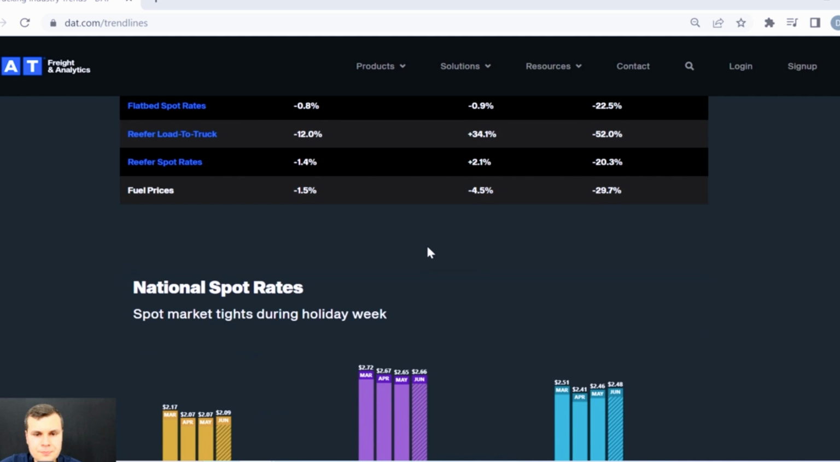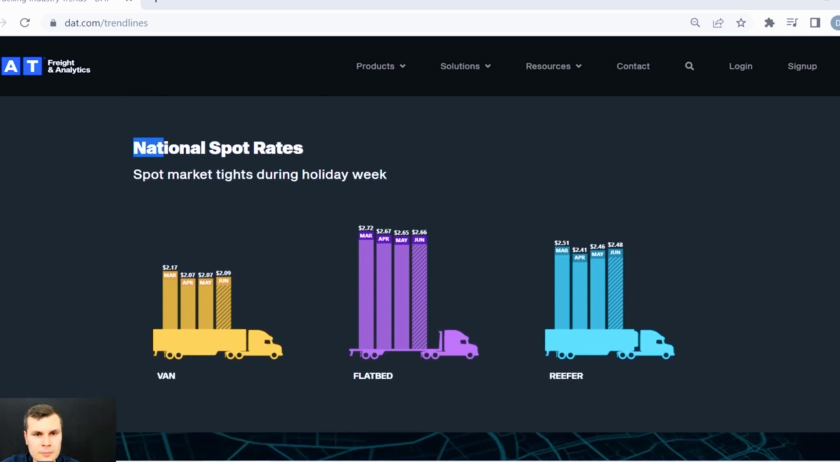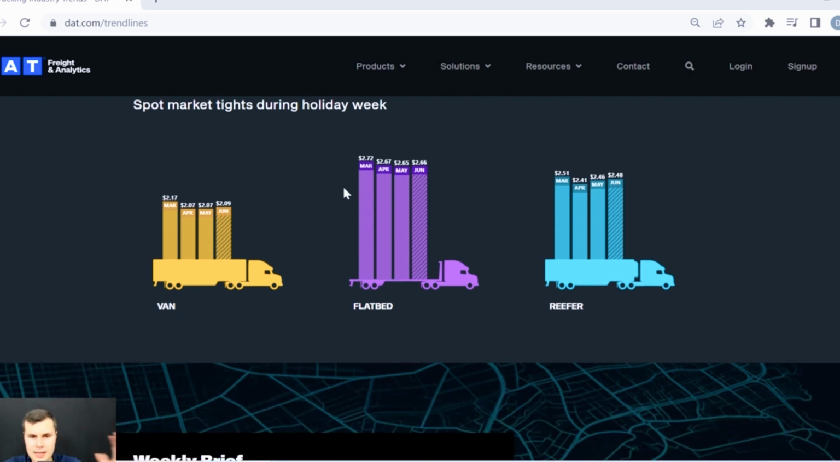If we scroll down, we see the next point, which is national spot rates. So these are actually nationwide, countrywide averages for each of the three key types of equipment. So in June 2023, the average rate for a dry van is $2.09. So this is a rate per mile. So for each mile traveled, truckers have gotten $2.09 on average. For flatbeds, it's $2.66 per mile, and for reefers, it's $2.48 per mile.